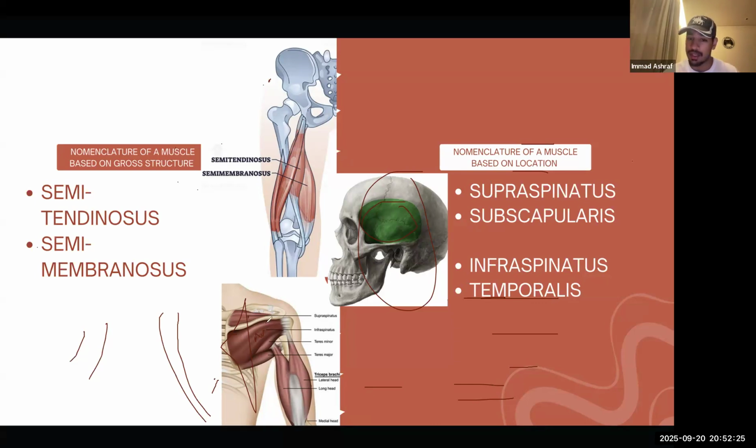Then you have the supraspinatus, which is superior to the spine, right? That's why it's called the supraspinatus. You have a muscle that's called subscapularis. This muscle is underneath the scapula, so it's called subscapularis. So all of these muscles are named based on their location. Then there's other muscles that are based on the heads, based on their growth structure, how they look like. So there's a lot of ways in which muscles can be named.